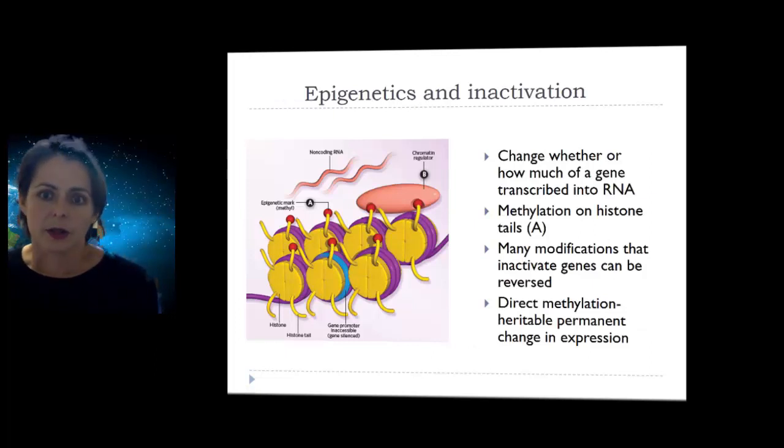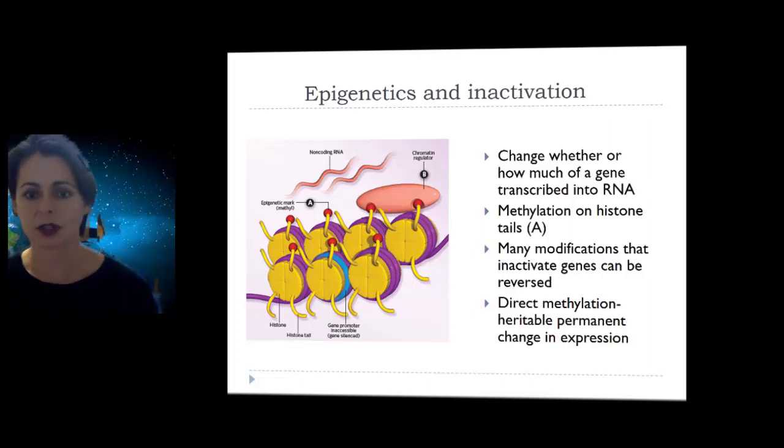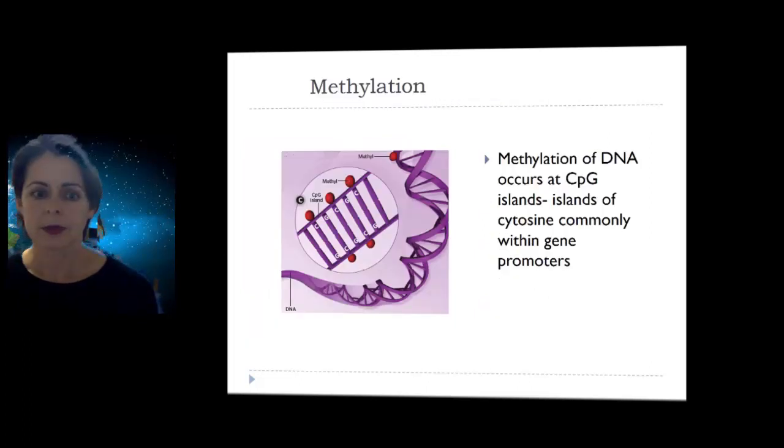And so it's effectively what epigenetic mechanisms do: just change whether or how much of a gene can be transcribed into RNA. And so the methylation can occur on histones in terms of changing that histone modification, but also the methylation can occur directly on the DNA and affect the DNA as well. There are some mechanisms that can cause permanent changes in expression. There are some mechanisms that are transient.